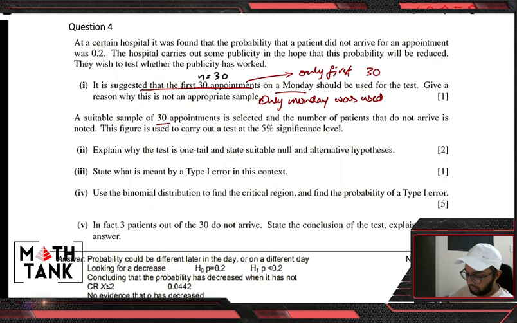Then it says a suitable sample of 30 appointments is selected and the number of patients that do not arrive is noted. This figure is used to carry out a test at the 5% significance level.